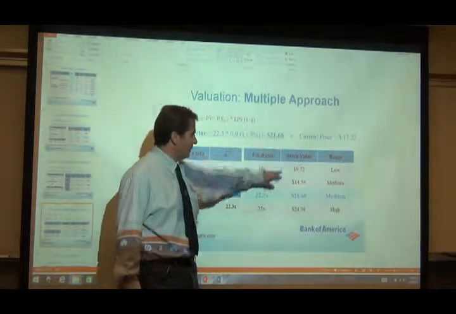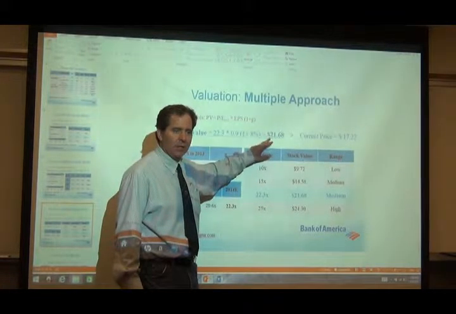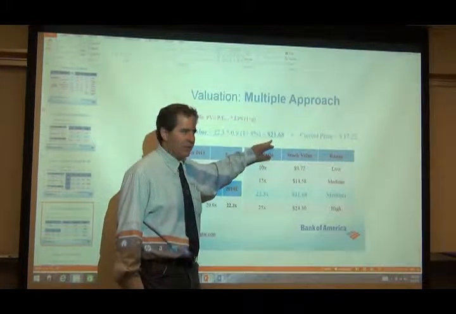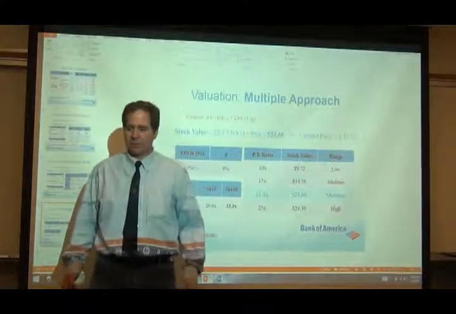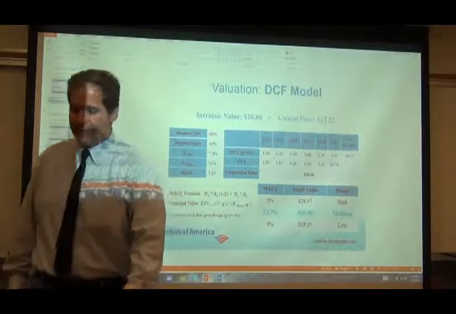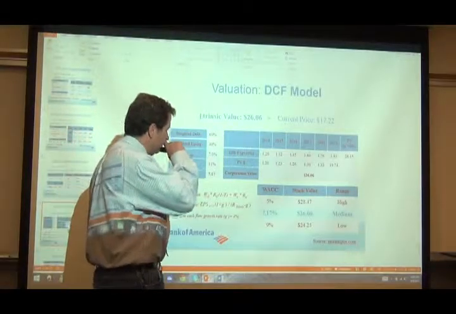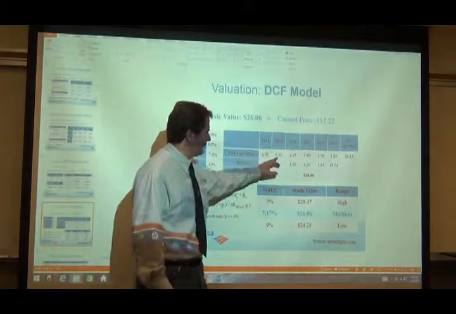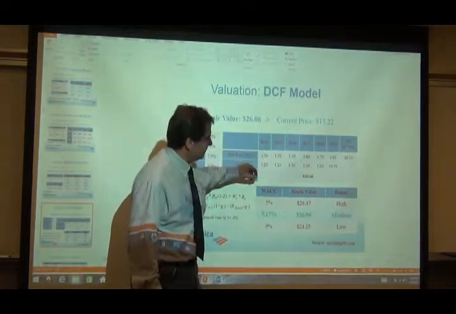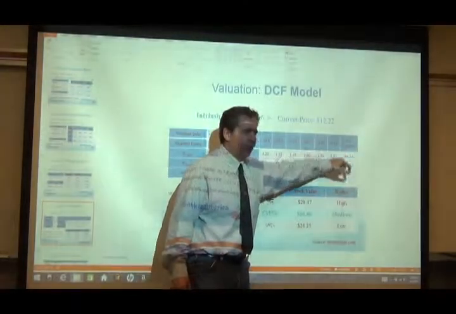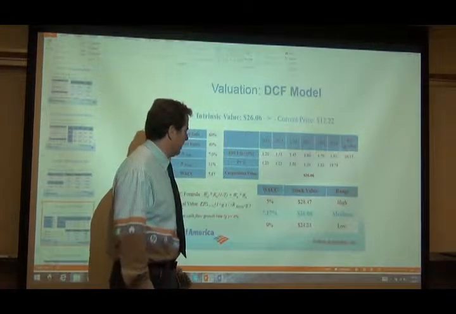Looks like using the multiple approach, the stock price is undervalued compared to the current. Again, clean, one slide DCF model. She's got the historical, terminal value, G, she actually used that.